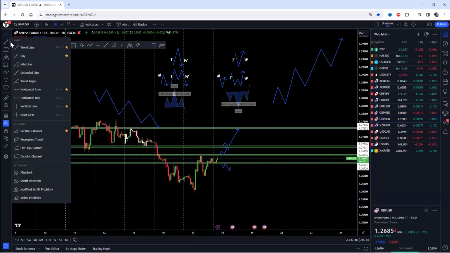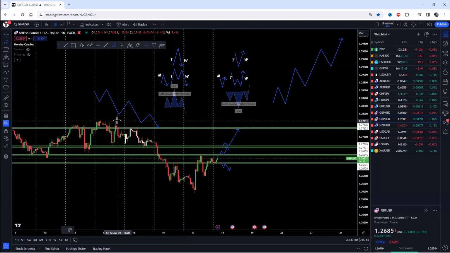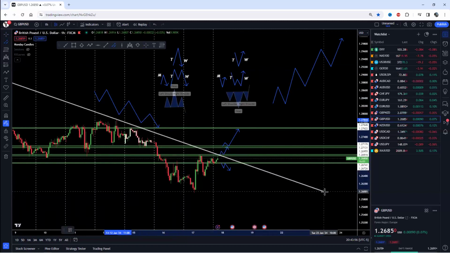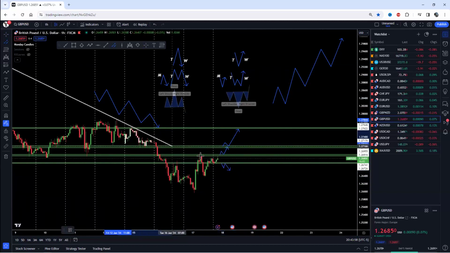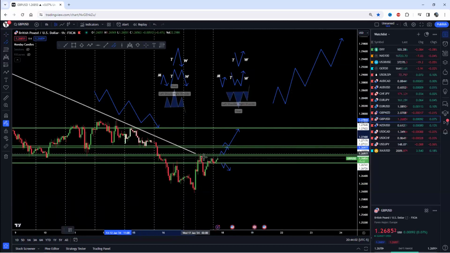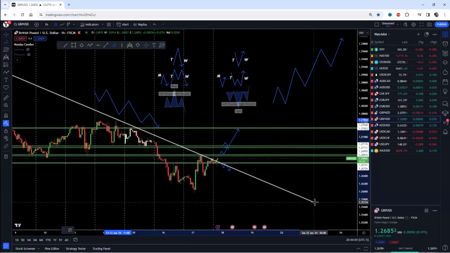So I want to go to my channel, parallel channels. I want to start on my highest point. I want to click on the highest point, which is that wick. Then I want to just pull it down further. Then I'm touching the top of this wick right there, this one right here. And I just want to pull it down a little bit further.